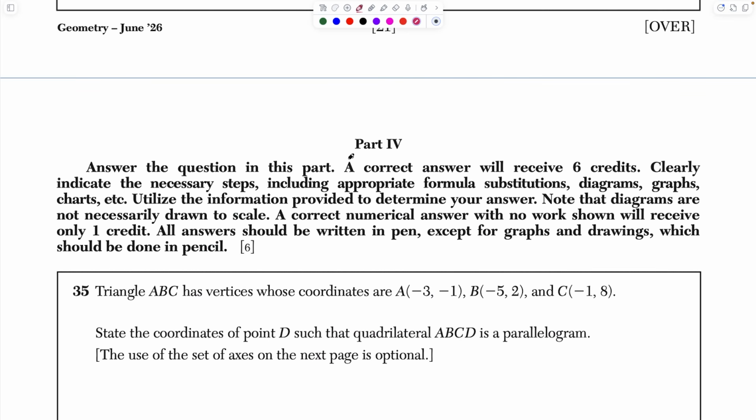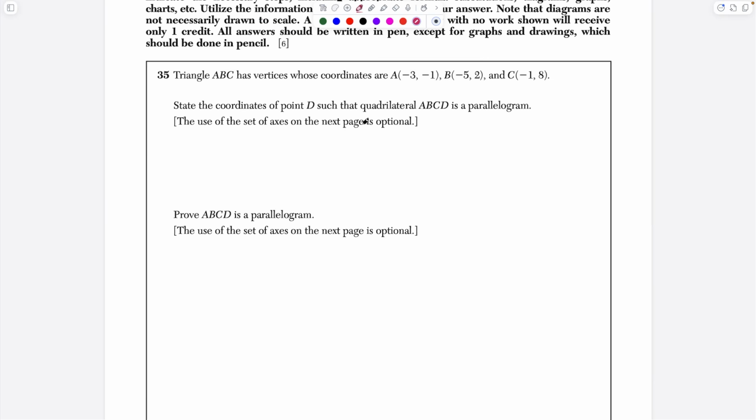So now we're moving on to part 4, the final question, and this question is worth 6 credits. Question 35, triangle ABC has vertices whose coordinates are A(-3, -1), B(-5, 2), and C(-1, 8). And first we have to state the coordinates of point D such that quadrilateral ABCD is a parallelogram. The use of the set of axes on the next page is optional. And then after that, we have to prove that ABCD is a parallelogram.